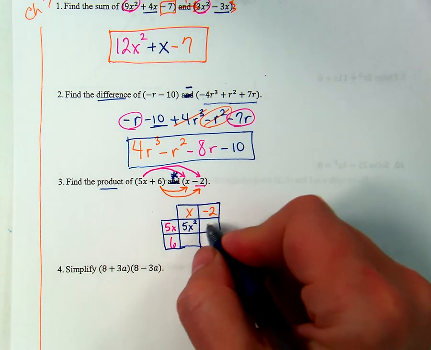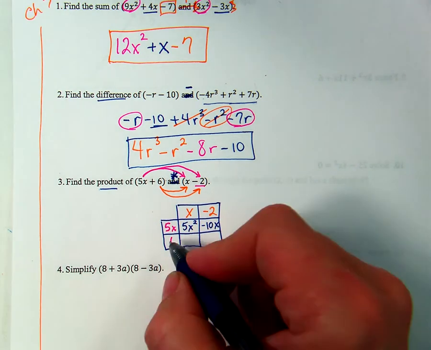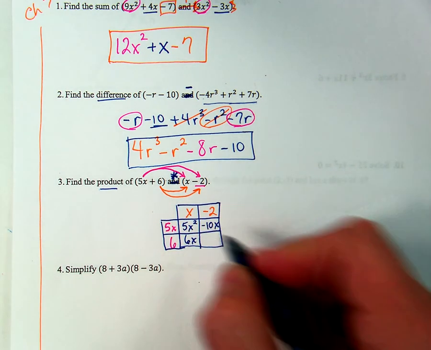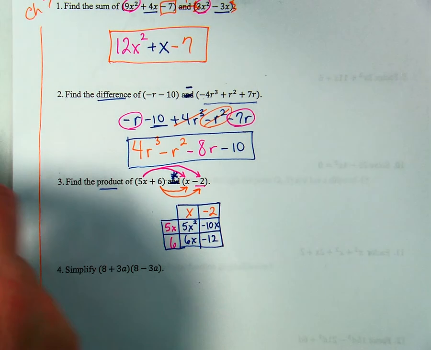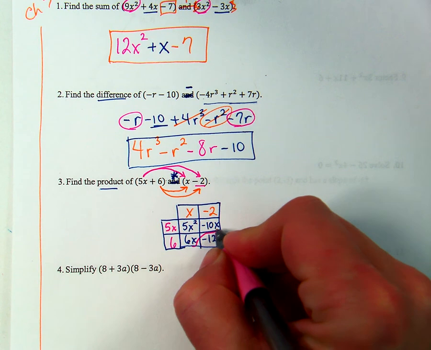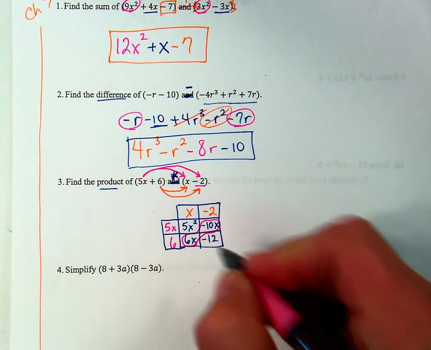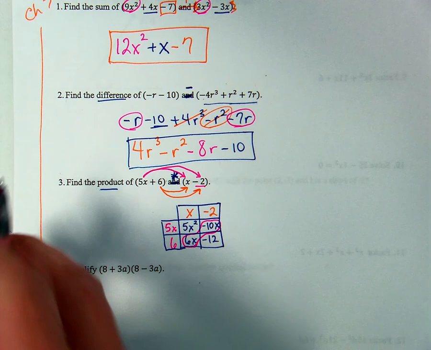Okay, 5x times negative 2 is going to be a negative 10x. And then 6 times x will give me 6x. 6 times negative 2 will give me a negative 12. And then something we always like to make note of is that our middle terms, in most cases here, are going to combine. So those are our like terms. We can combine like terms.